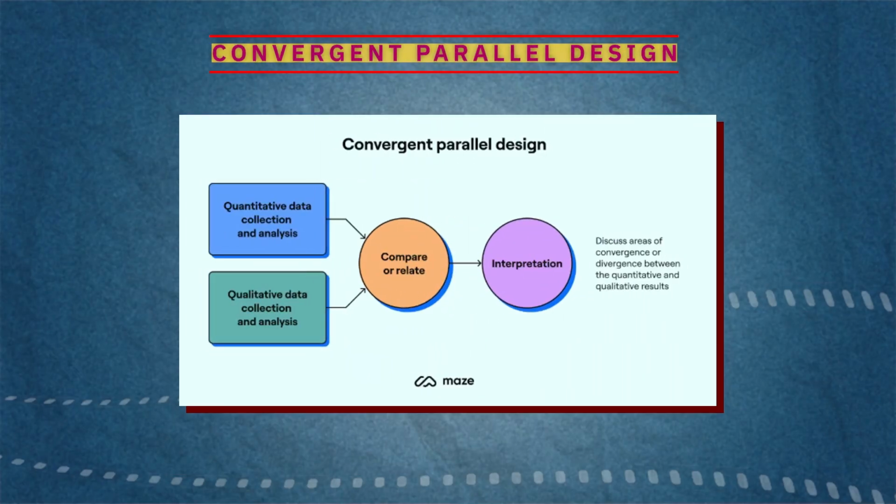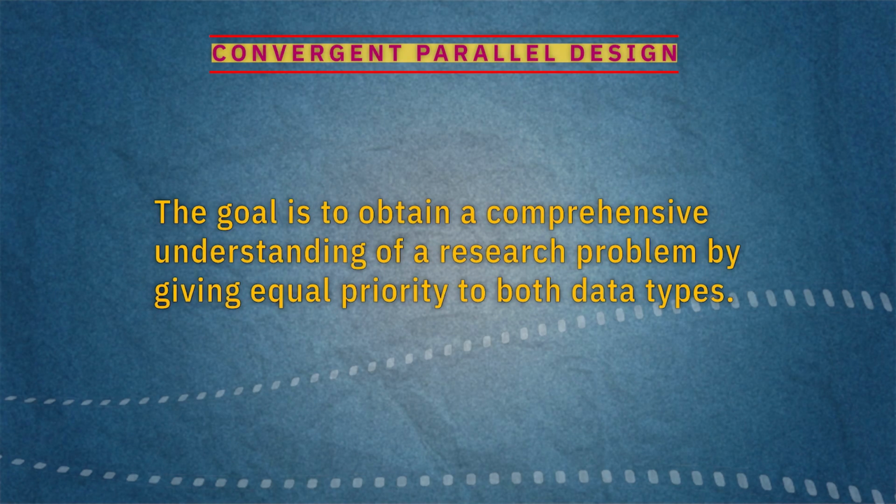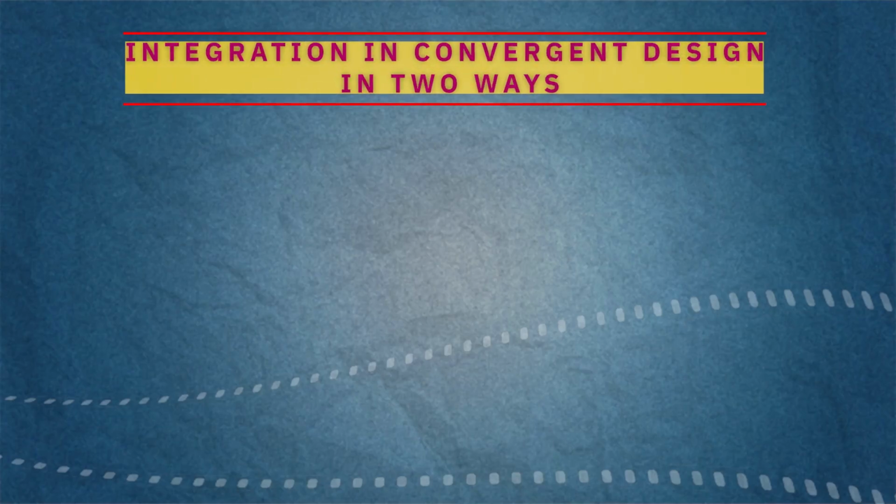Let me help you understand why. This design is a core mixed method design in which quantitative and qualitative data are collected simultaneously, analyzed independently, and converged to compare, relate, and triangulate the findings. Now, the goal is to obtain a comprehensive understanding of a research problem while giving equal priority to both methods.